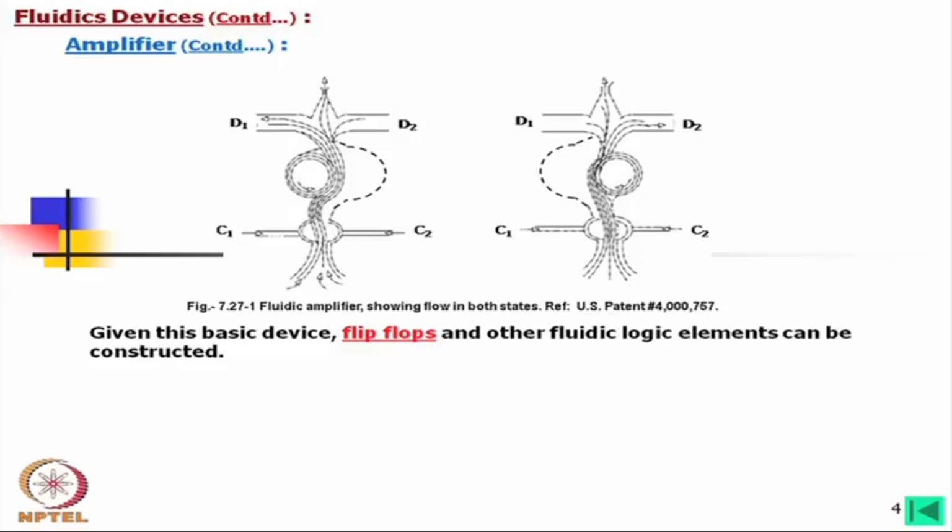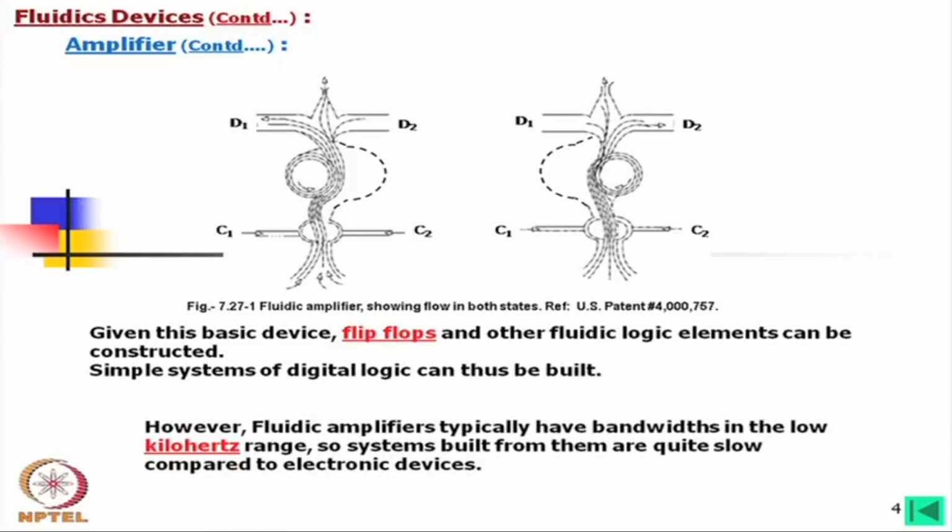Now, with this basic device, flip-flops and other fluidic logic elements can also be constructed. The basic principles remain the same. Simple systems of digital logic can thus be built. We have already learned about digital logic. With this we can make devices called gates, different types of gates, and with these gates we can build the logic and also construct physical circuits.